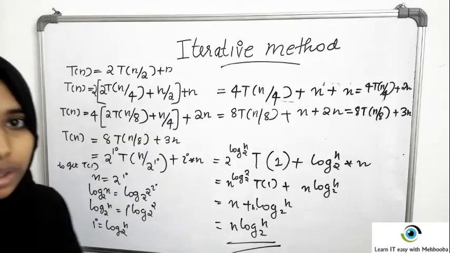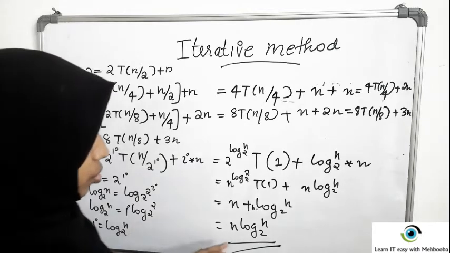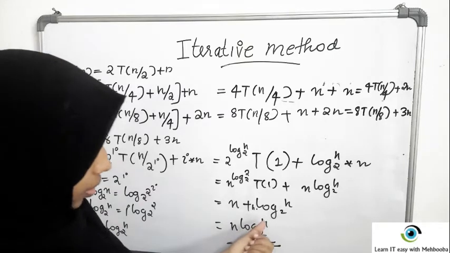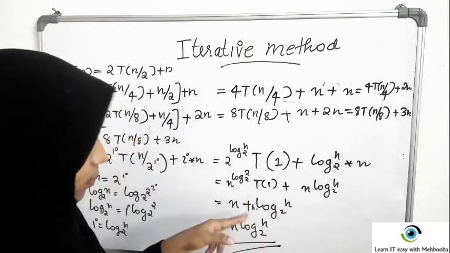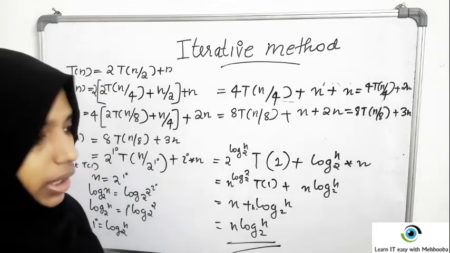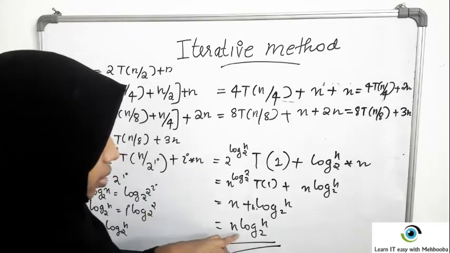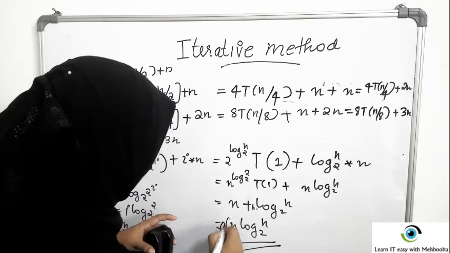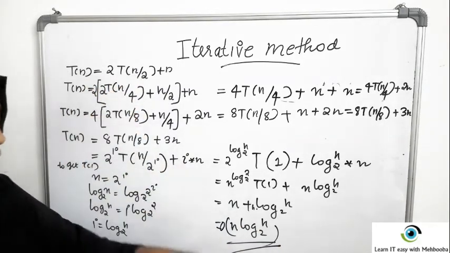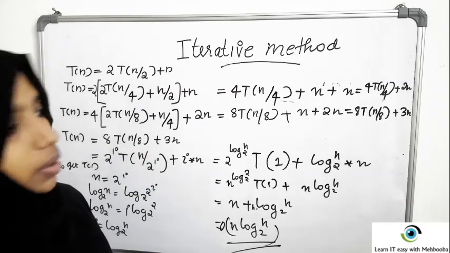So there is a function growth curve, and it shows you that n log n is greater than n. I'll try to show that in the next video. So the complexity is order of n log n here. This is actually the recurrence relation for merge sort, and this is the complexity for merge sort, n log n.